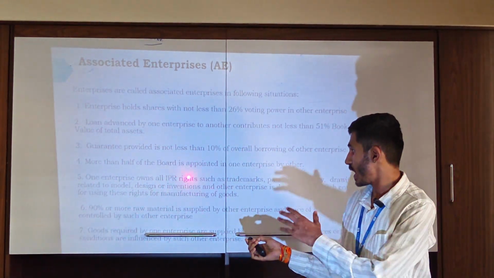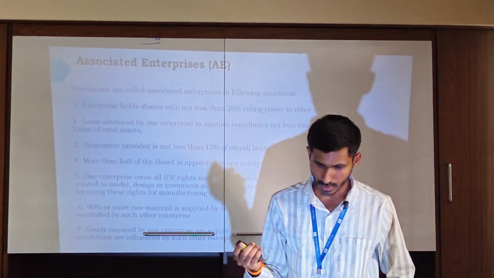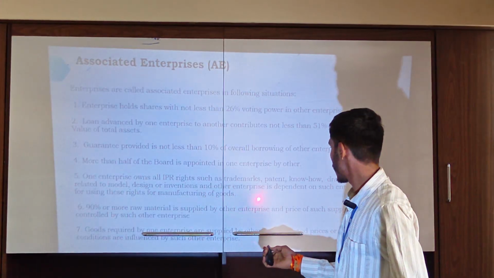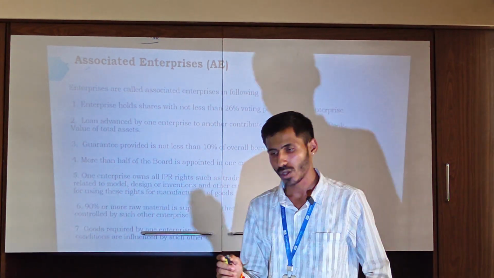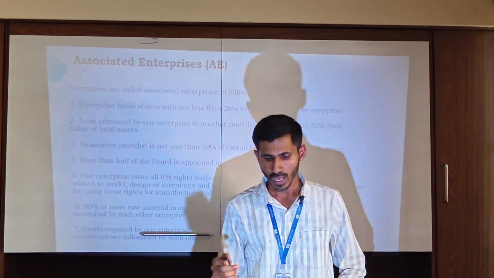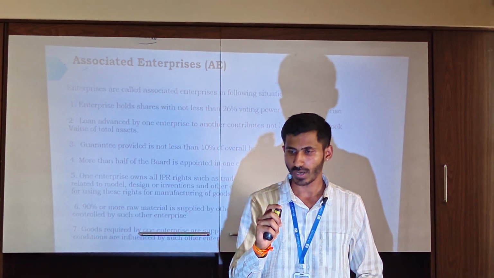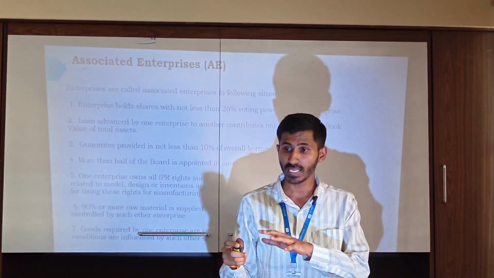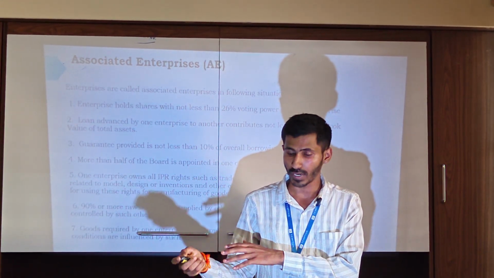One enterprise owns all IPR rights such as trademark, patent, know-how, drawings, related models and designs, and innovation, and the other enterprise is dependent on it for using these rights for manufacturing goods. Let's take the X Limited and Y Limited example. Here Y Limited is dependent on X Limited for its manufacturing. Let's take the example of iPhone. If Y Limited is manufacturing iPhones, but the trademark is with X Limited, X Limited has given the permission to Y Limited to manufacture.